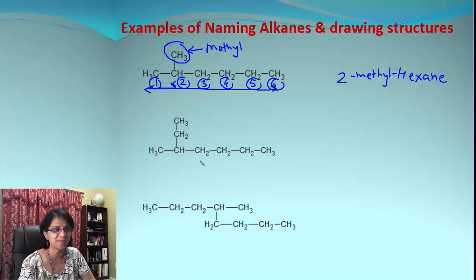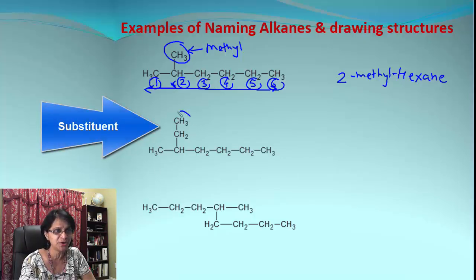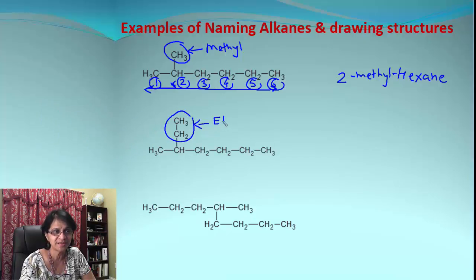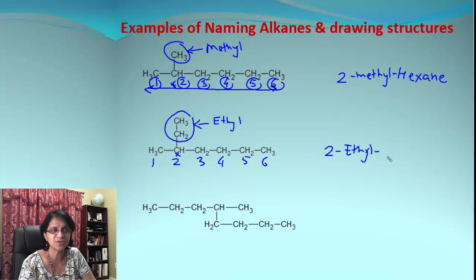Let's look at the next example. And you know the substituent is right over here. It's 2 carbon atoms. That means it will be ethyl. And the numbering should begin such that this carbon atom gets the least number. So what's the answer? It will be 2-ethyl and it's going to be hexane again.